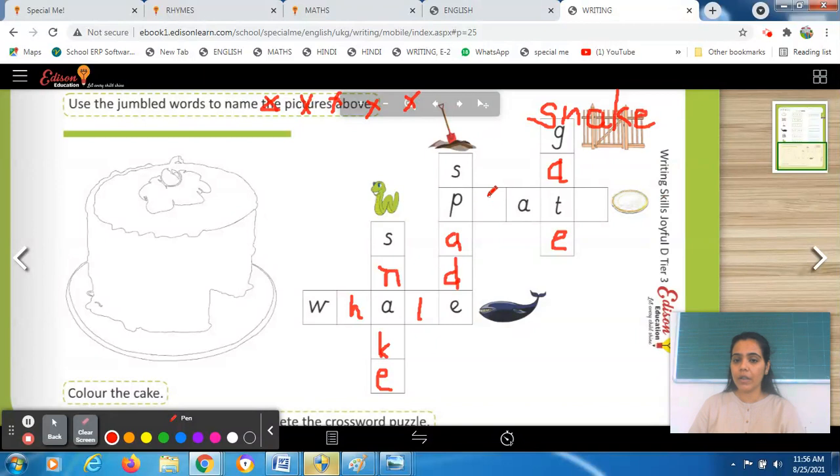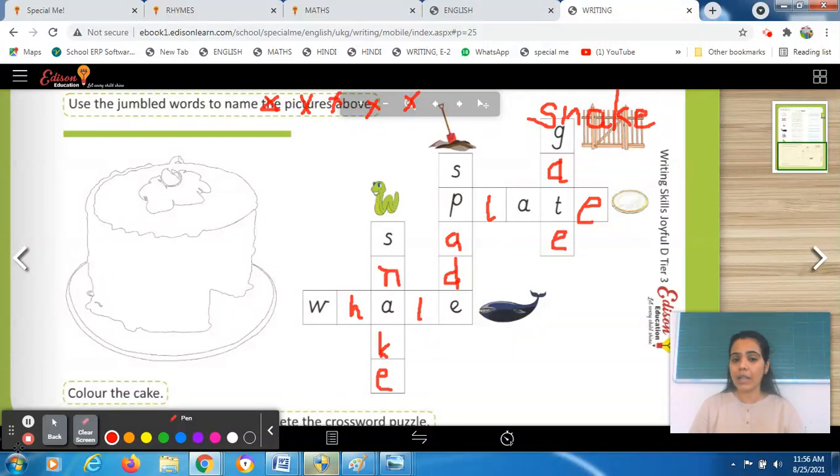Per is already written. Next sound is l. Per, l, a, t, plate. And here we have to write e. So students, this is your today English session. In this, we have covered the whole worksheet.